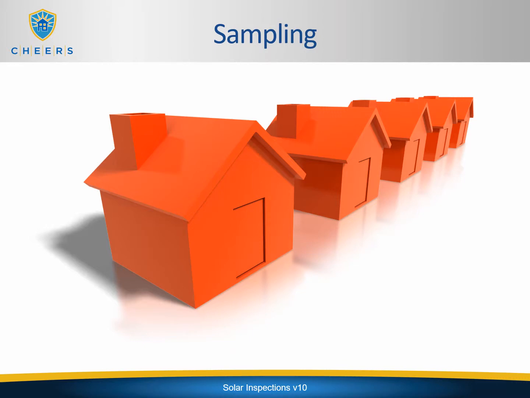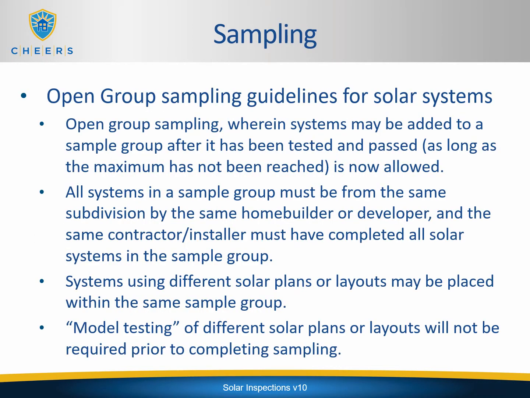Sampling. Like Title 24, the NSHP program allows the HERS rater to sample. Let's take a look at the guidelines for solar sample groups. The NSHP program only allows the use of open group sampling. Closed group sampling is not allowed.